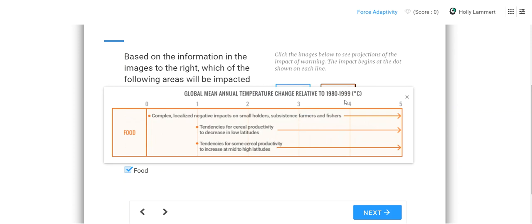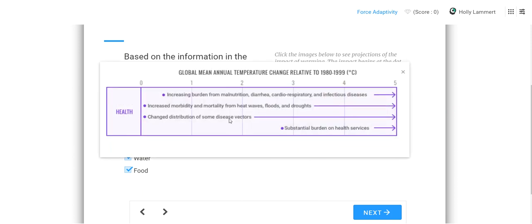Food, complex, localized negative impacts on small holders, subsistence farmers and fishers, tendency for cereal productivity to decrease in low latitudes, tendency for some cereal productivity to increase at mid-latitudes. So here you can see how there's positive and negative effects, you know? There's both with an increased warming temperature, an ability for some crops to work better in different zones. And you notice the trend here from low latitudes to high latitudes. It's harder to grow because nearby the equator is going to be hotter, and then that's going to move towards these other zones.